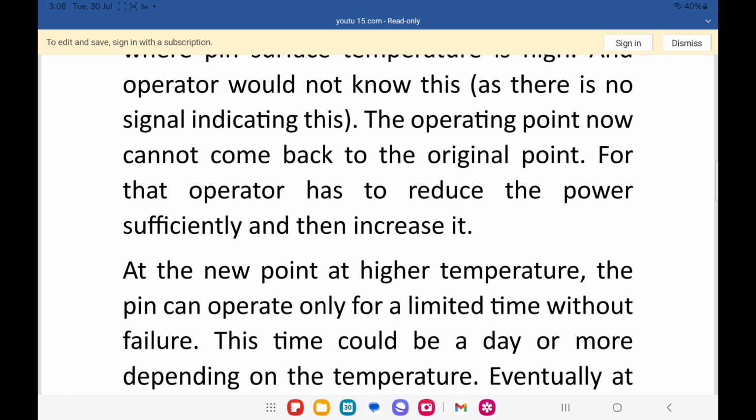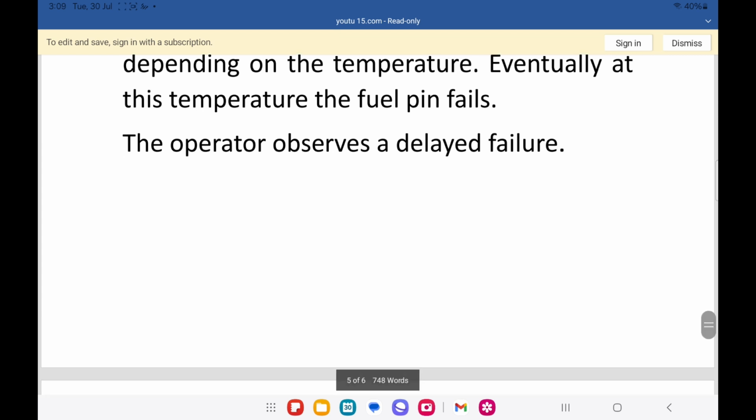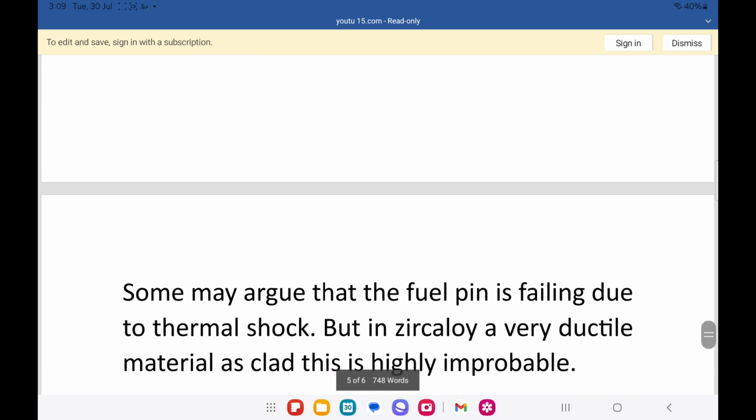At the new point, at higher temperature, the pin can operate only for a limited time without failure. This time could be a day or more, depending on the temperature in the film boiling zone, that is, the second operating point. Eventually, at this temperature, the fuel pin fails. The operator observes a delayed fuel failure.